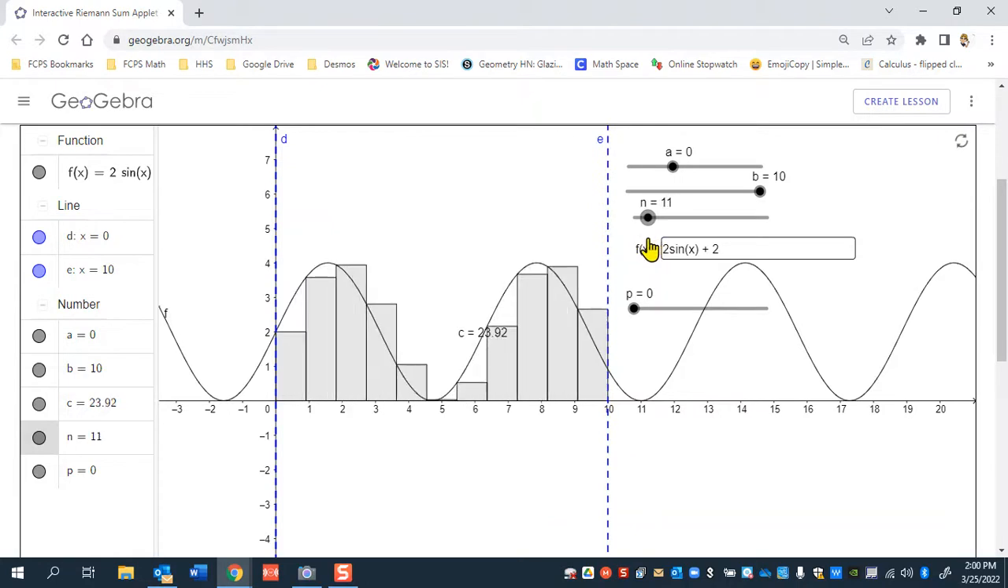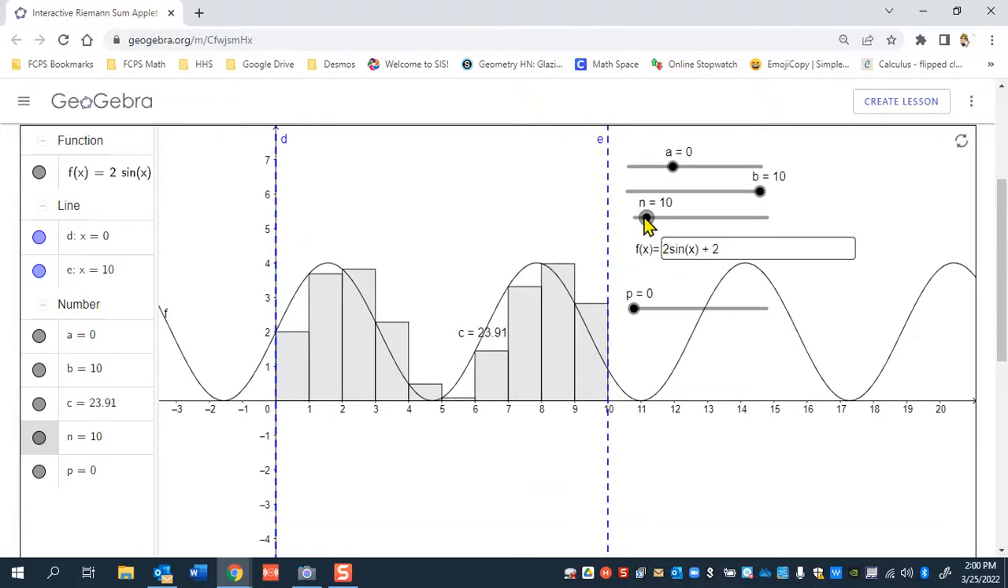Where was I? Like here? Was I at like 10?